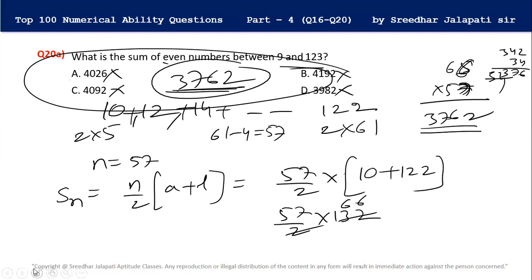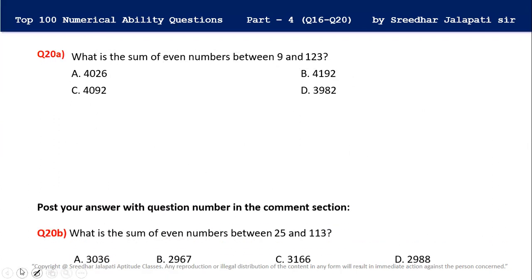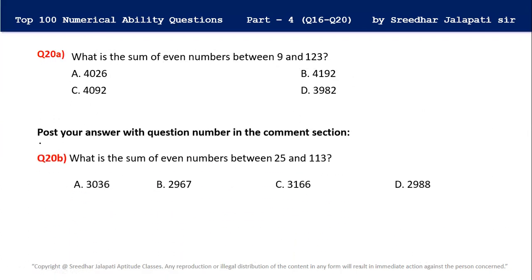This is question number 20A, and here is question number 20B. So post your answer with the question number in the comment section. Question number 20B is a similar question, I have just changed the numbers for your practice.